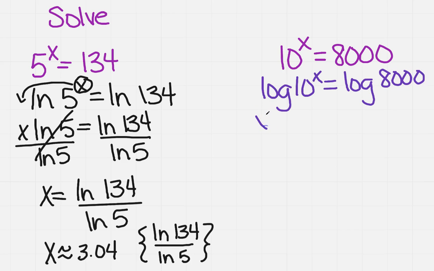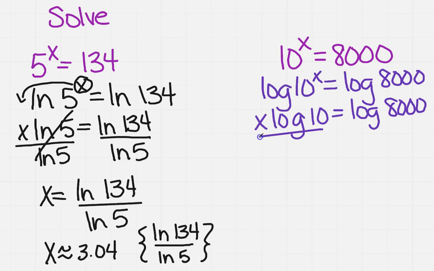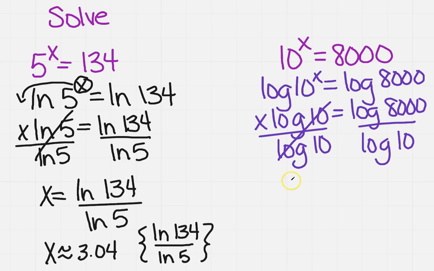So I'm going to bring the x out in front, and copy down everything else. Now to get x all by itself, I'm going to divide by log of 10. So the logs cancel on the left, so I'm left with just x. Over here on the right, I have the log of 8,000 divided by the log of 10.